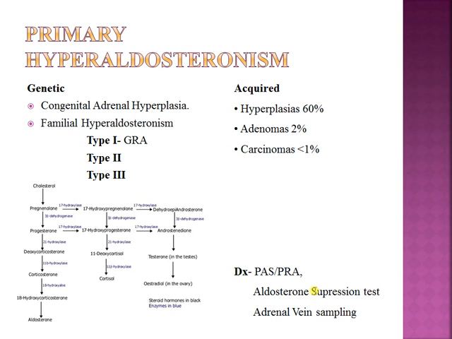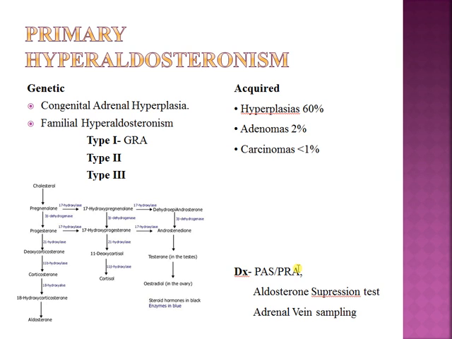Aldosterone suppression test can also be done by saline infusion. You can do that, but it's not very standard at this point of time. We just use PAC/PRA, that is the serum aldosterone, plasma aldosterone level, and the plasma renin activity ratio as a screening test.